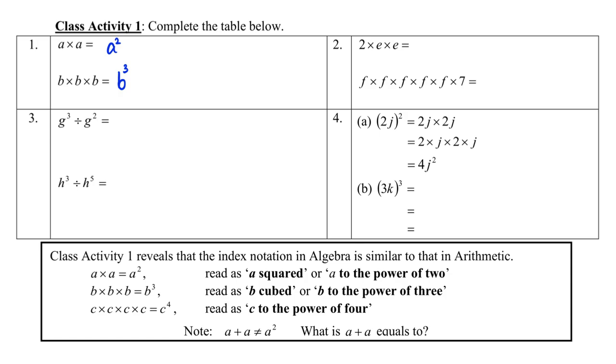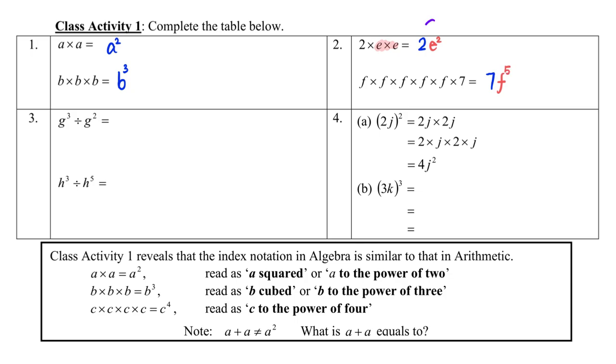Then what happens when we multiply by a constant 2? Two variable e and e, so e times e, right? So it will be, let me use red color, e to the power of 2. And f times f times f times f, 5 times. After that, multiply by 7: 7f to the power of 5.